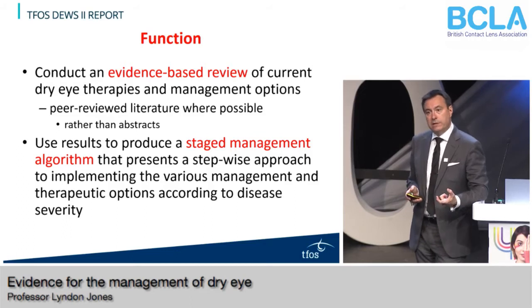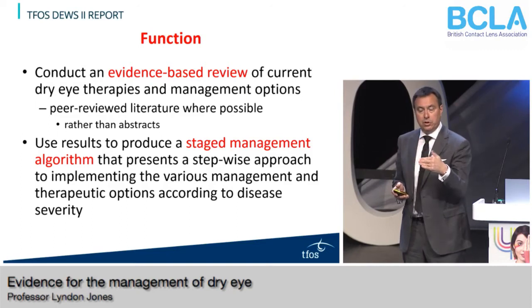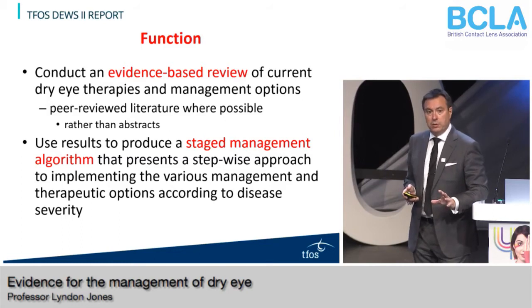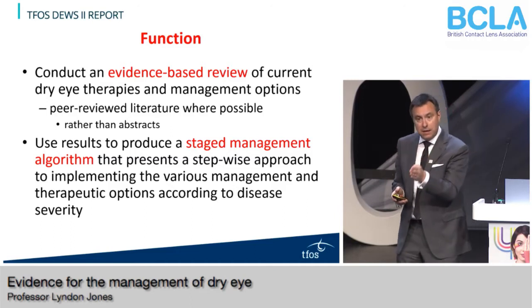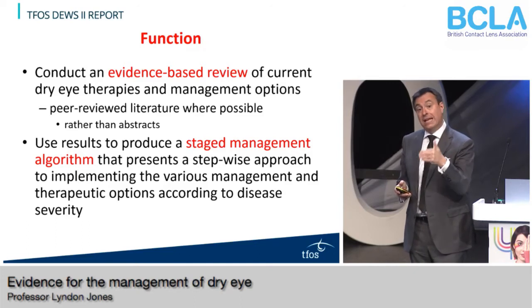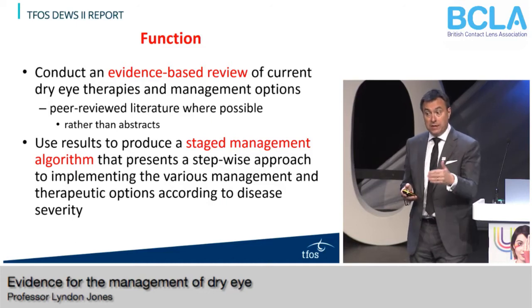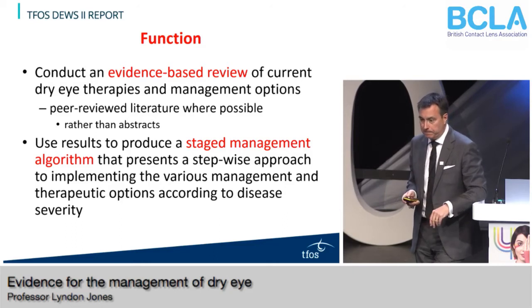But basically what we wanted to do was to come up with some form of stepwise approach to implementing all of these potential management options to be able to manage the disease according to the disease severity. So if you can subdivide the dry eye disease into various subcategories, both whether it was aqueous deficient or evaporative, and also the severity of it, could we apply the evidence that we have on those management and therapy options to come up with a management plan? So those are the 2 things we needed to do.